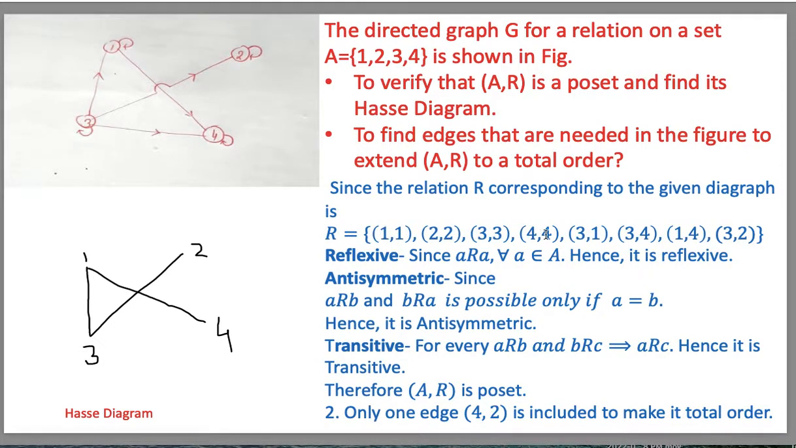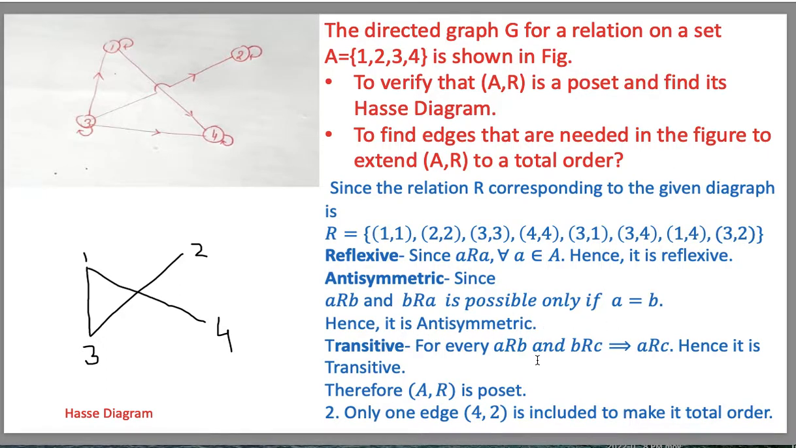Clearly this relation is reflexive because each element of this set is related to itself, meaning a is related to a for all a belonging to A. 1 is related to 1, 2 is related to 2, 3 is related to 3 and 4 is related to 4, as is clear from these arrows. Hence it is reflexive. If a is related to b and b is related to a, then it is possible only if a is equal to b. Hence it is antisymmetric.